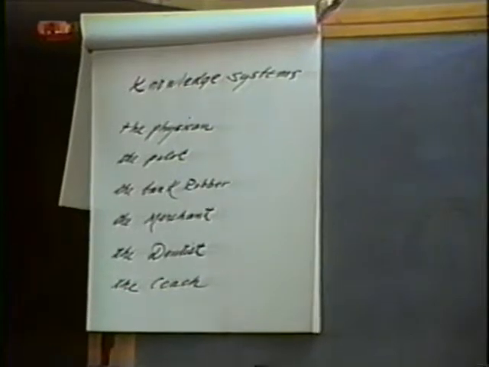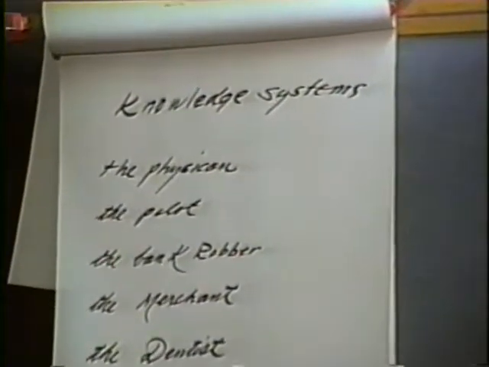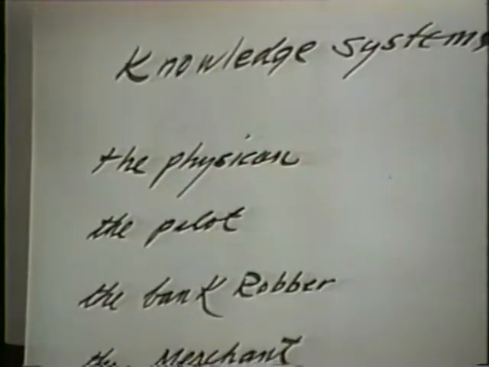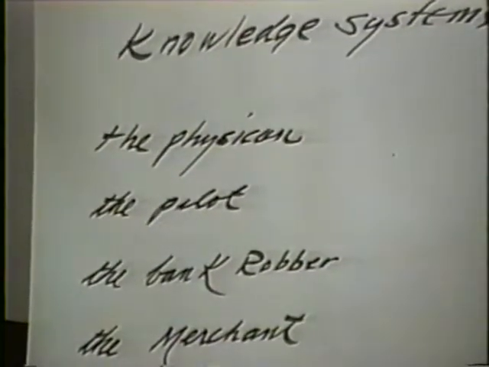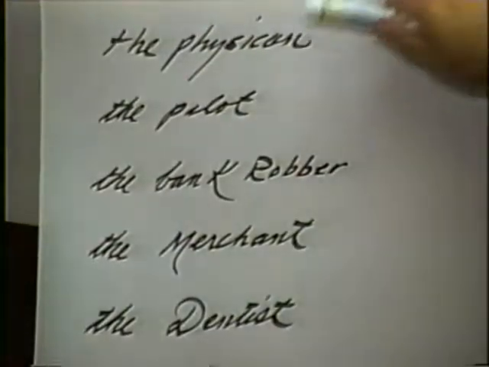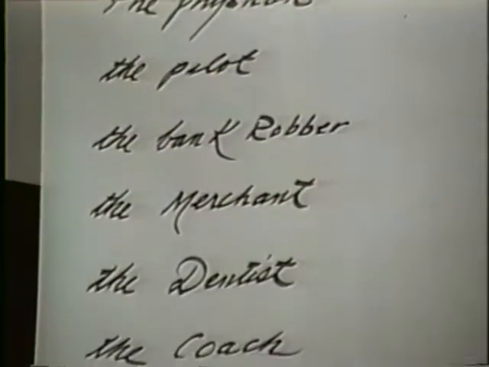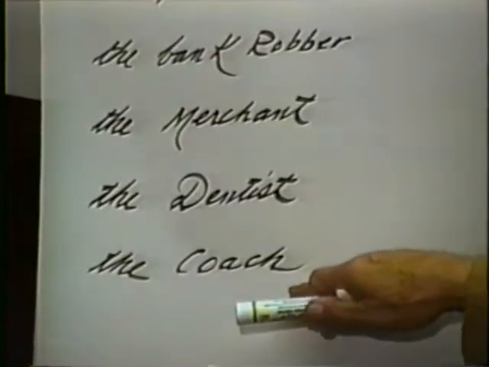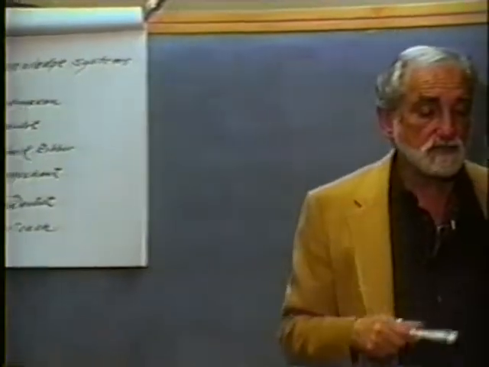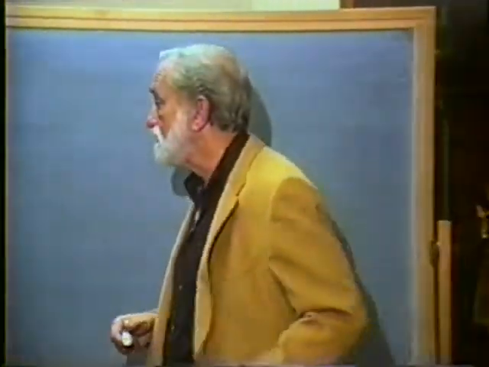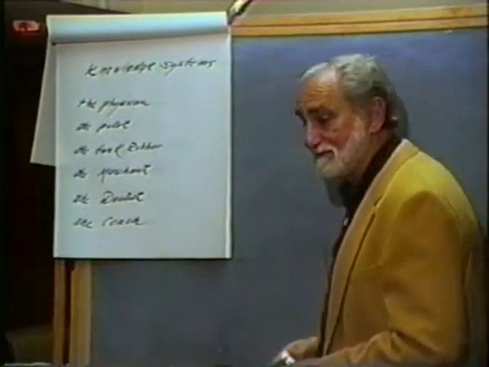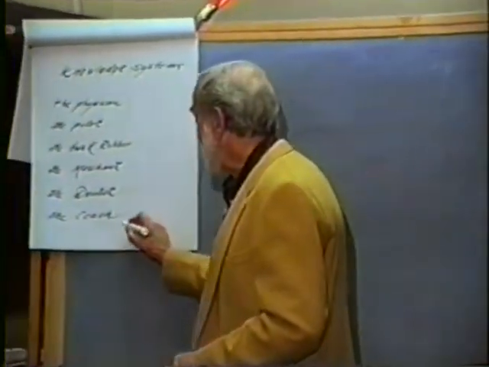First, I want to talk about different systems and the people who represent them. So I'm going to talk about medicine, the physician, piloting a ship or a plane, a bank robber, who has a certain degree of knowledge, it's a knowledge system, a merchant, who must have knowledge, a dentist and a coach. As we go through this, you should be able to see why some of these must be excluded, and why some must obviously be included. Because there are two I didn't put here, and that's going to be the evening's discussion. All right, so there are two missing. We should see whether or not we can get them in there.